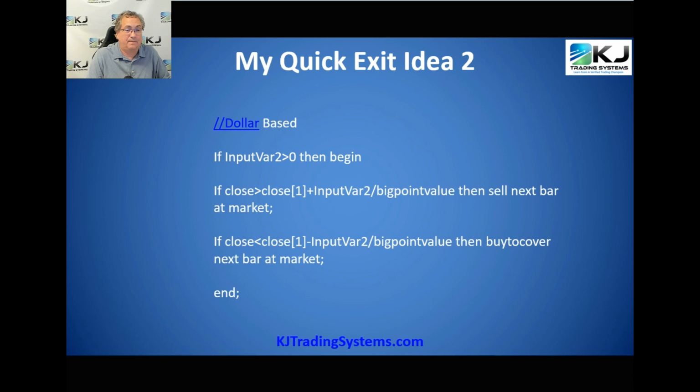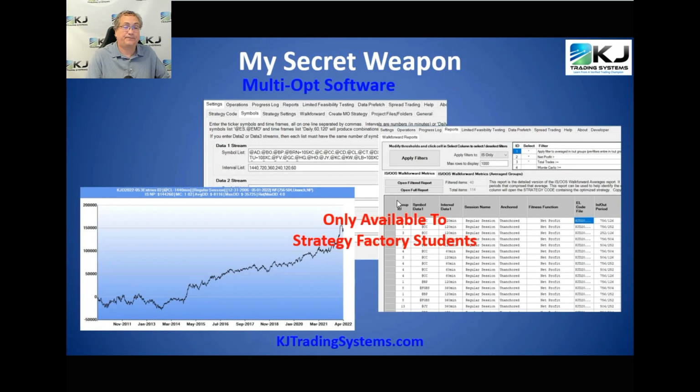Let's see. Here it is. I'm only activating these exit orders if this input variable, which is the dollar amount, is greater than 0, then these two become active. If it's equal to 0, these two statements never get used. That's why that 0 value is there. It bypasses all those exits.